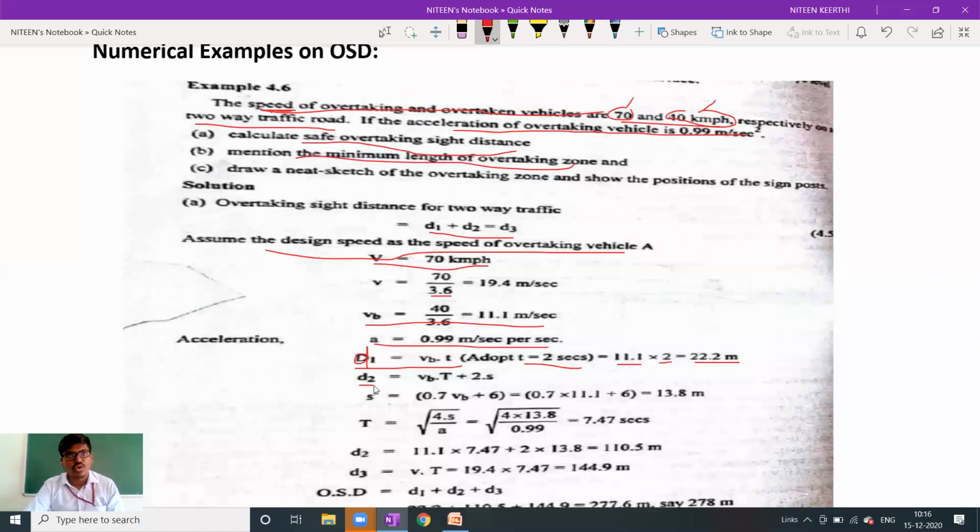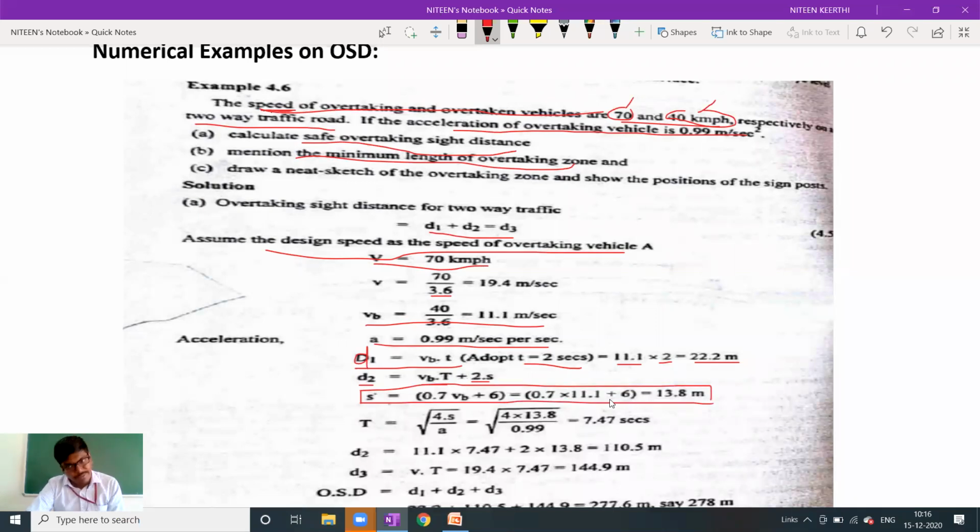Next we'll determine D2. So what is D2? D2 is 2s plus b. In place of b, we have written VB into T, which is a formula. First we need to determine small s, the spacing, using the empirical formula. So small s is equal to 0.7 VB plus 6. So 0.7 into 11.1, which is meter per second, plus 6.